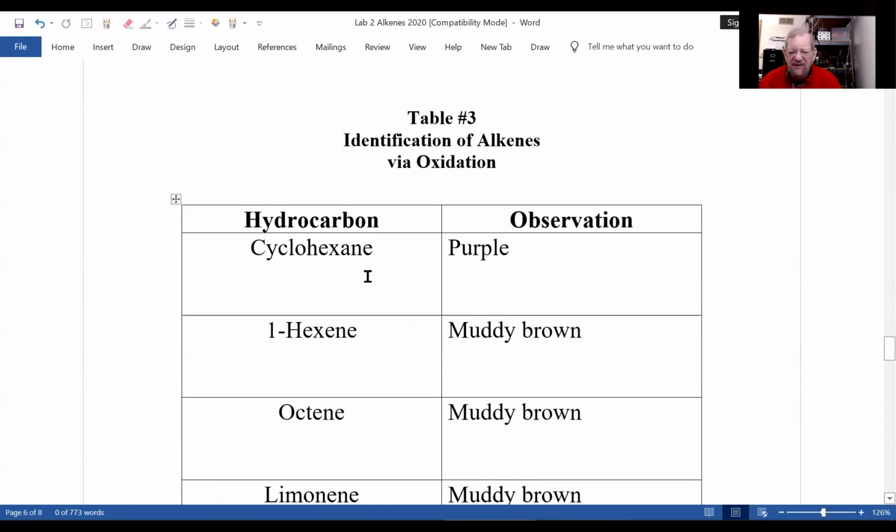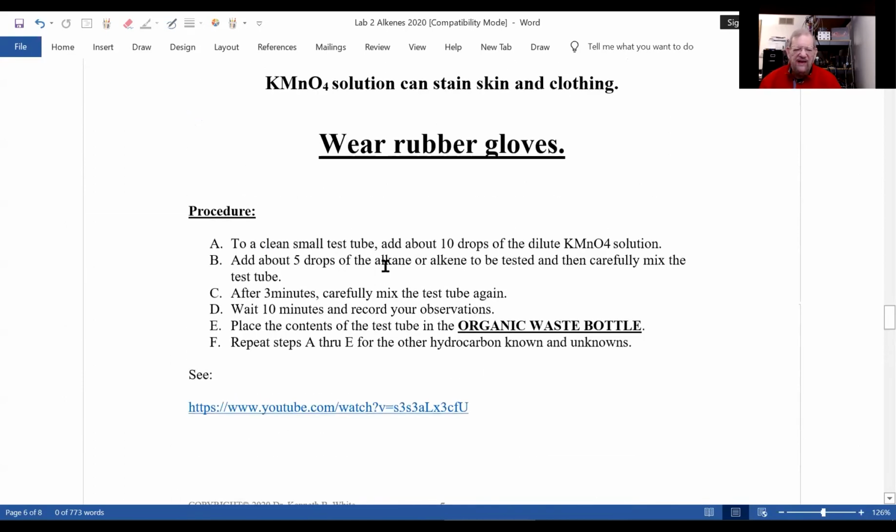So here, you would do this yourself in a test tube. You put about 10 drops of the dilute potassium permanganate solution. That should be a subscript 4. Add about 5 or so drops of whatever liquid you're testing. Shake it and mix it, then wait about 2 minutes after you mix it and observe it. And then I show you where to put the organic waste from the empty test tubes.